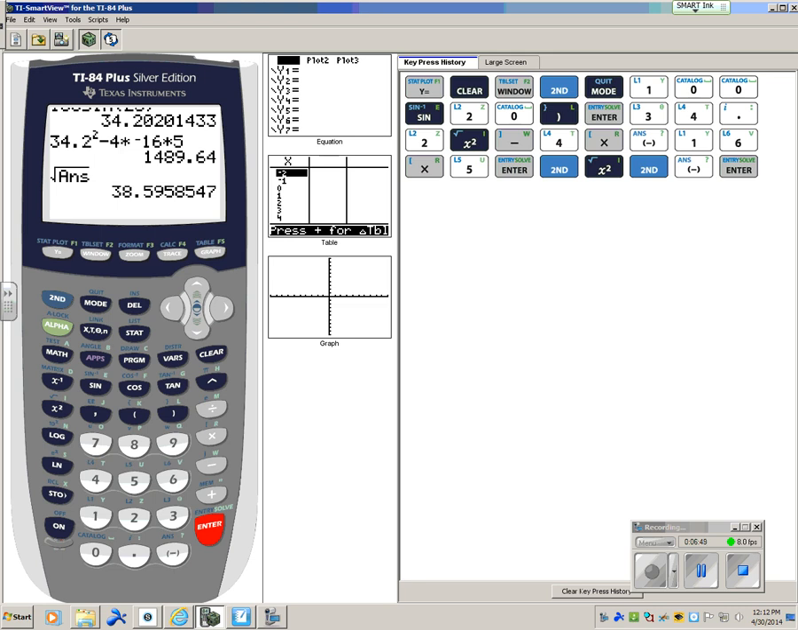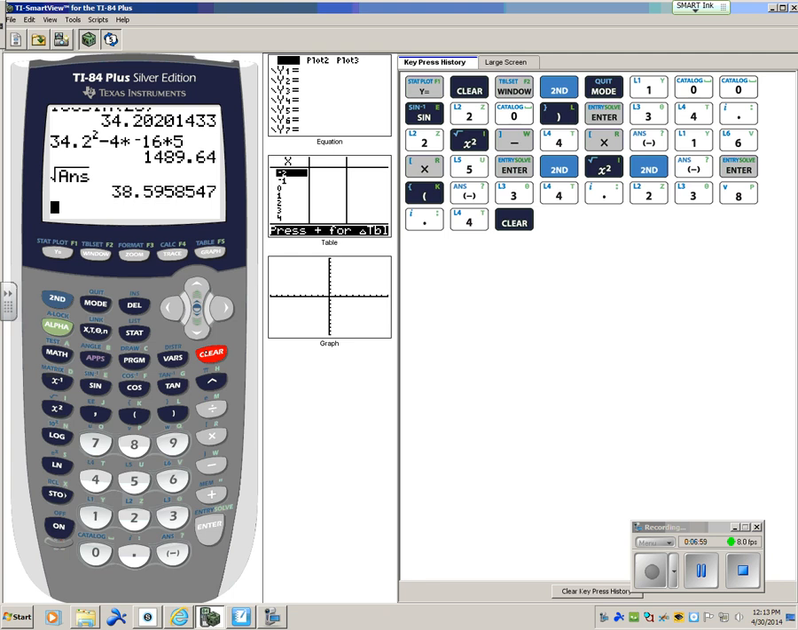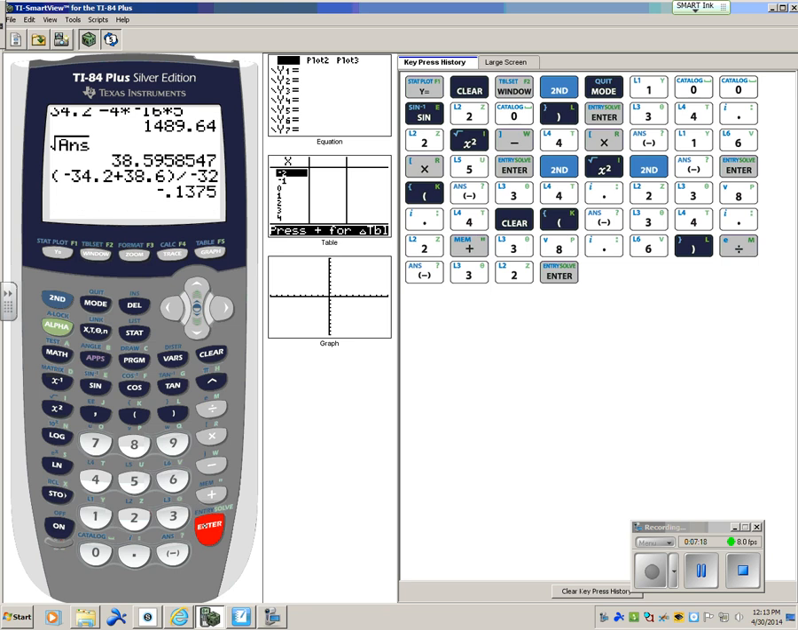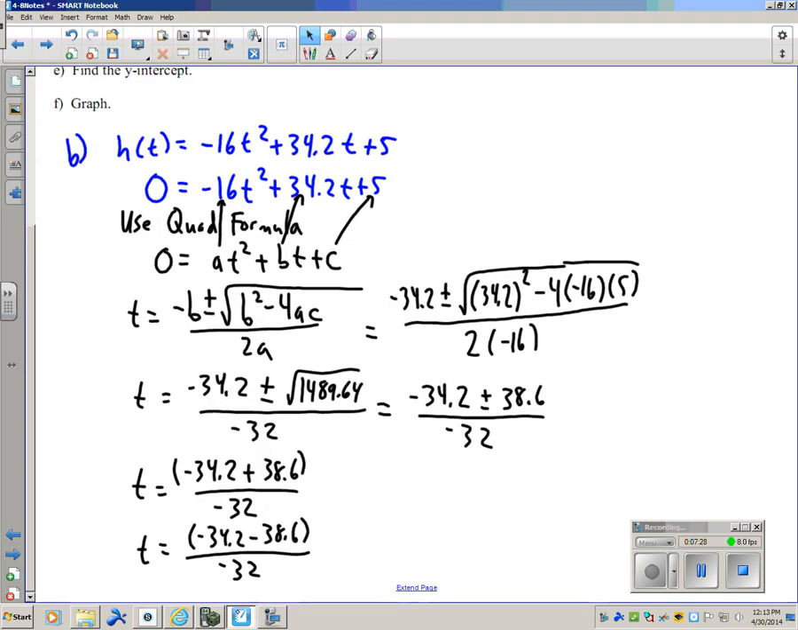So I'm going to take negative 34.2 plus 38.6, let me do that again, negative 34.2 plus 38.6 in parentheses, divided by negative 32. You need to put the parentheses in there, because otherwise it's not going to give you the correct answer, because your calculator needs to know you have to do addition first and then division second. So we added this together, and we get 0.1375.